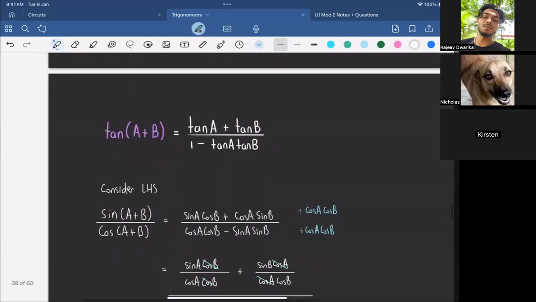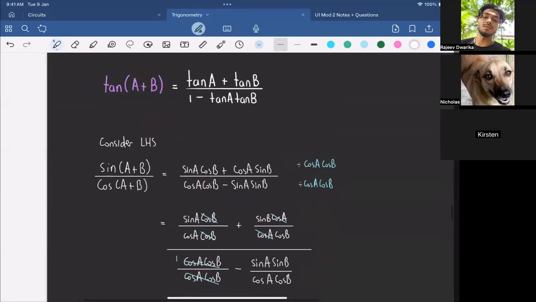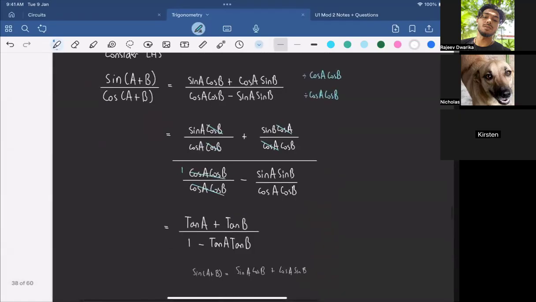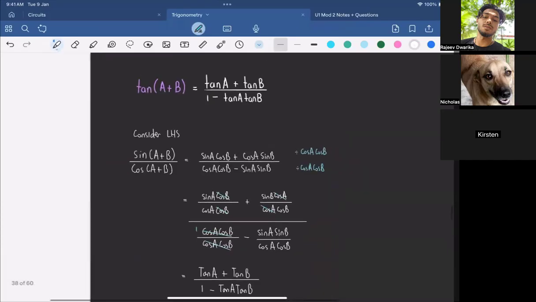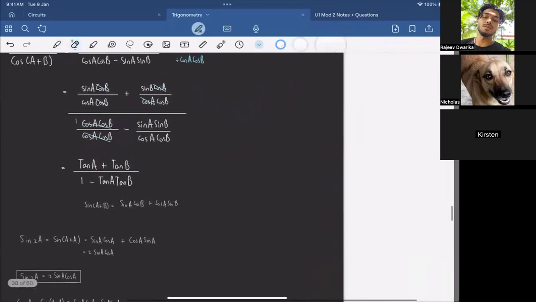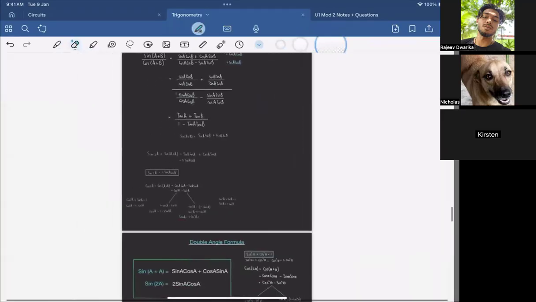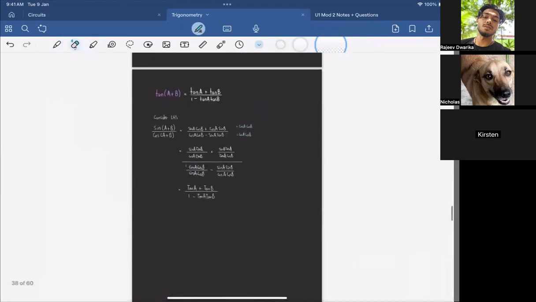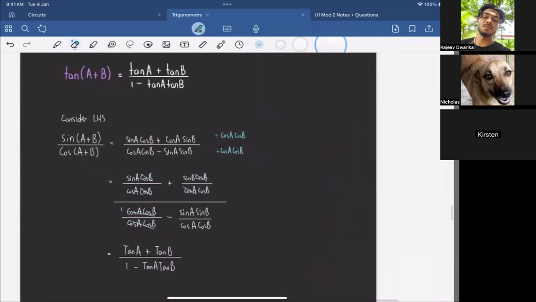Now we're going to move on to something. Okay, look at the proof here. You should probably copy down the proof. So that's the proof for why tan A plus B is tan A plus tan B all over 1 minus tan A tan B. That's the proof there.